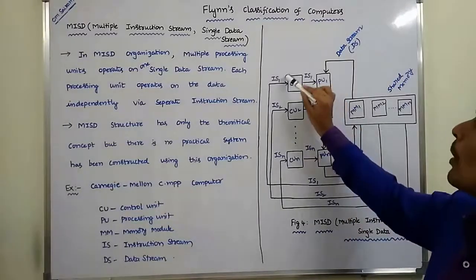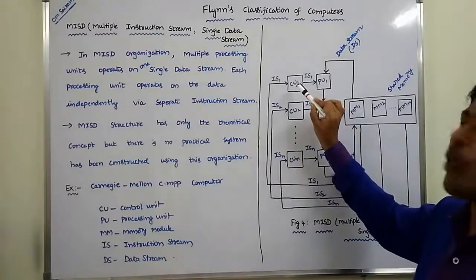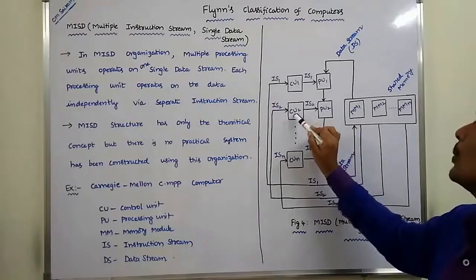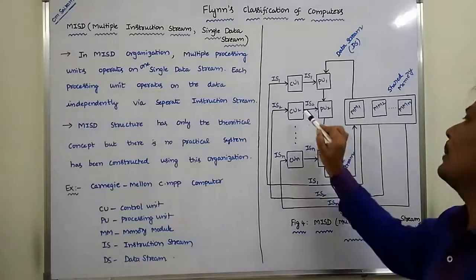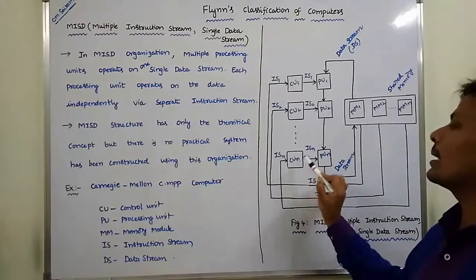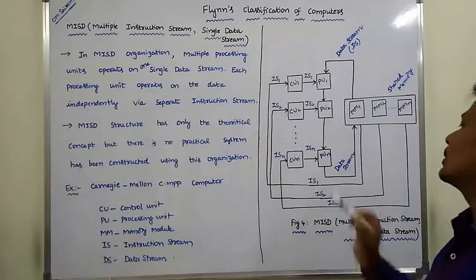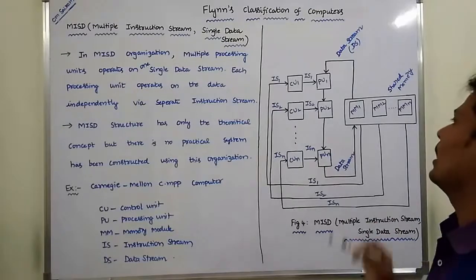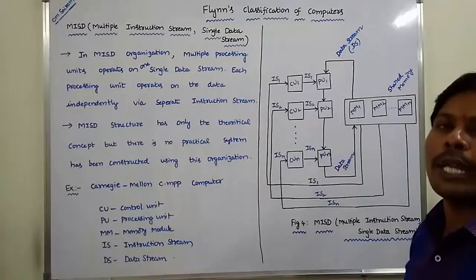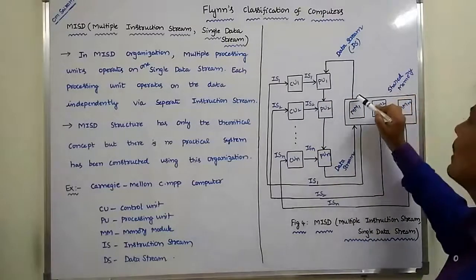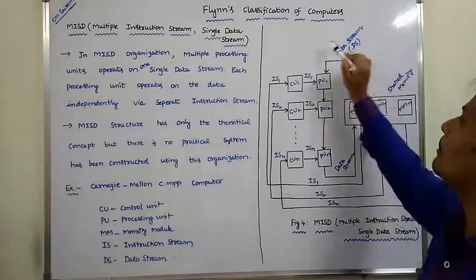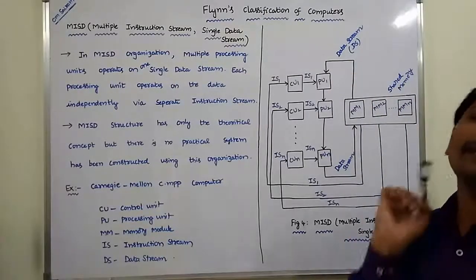Control unit 1 sends the corresponding instruction stream to processing unit 1. Control unit 2 sends the corresponding instruction stream to processing unit 2. Control unit N sends the corresponding instruction stream to processing unit N. Now, each processing unit takes the instructions from the corresponding control unit and executes that instruction with the data taken from the shared memory as a data stream.